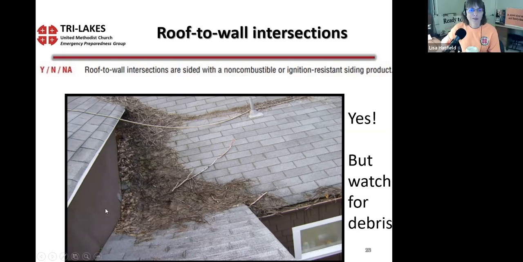So that's stucco right there. So you could answer yes to this question. The roof to wall intersections are sided with a non-combustible siding. Great, it's stucco. However, there is a second problem on this picture that shows the accumulation of debris at the intersection. Then you would have noted this in the previous item. So if you just evaluate one thing at a time and answer everything honestly, you'll get through it.